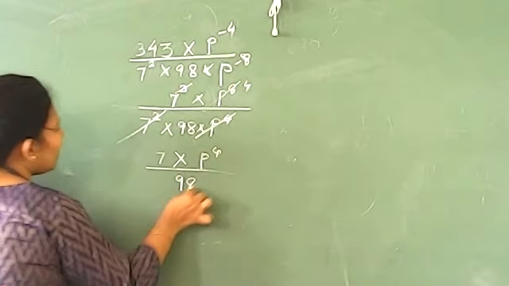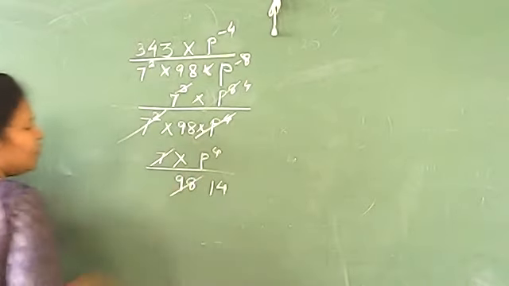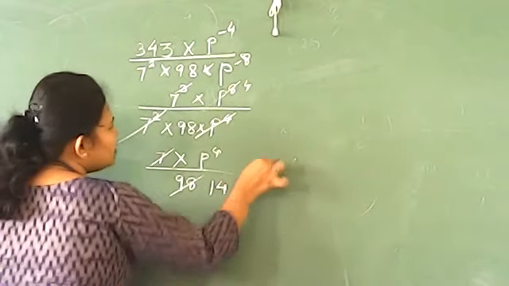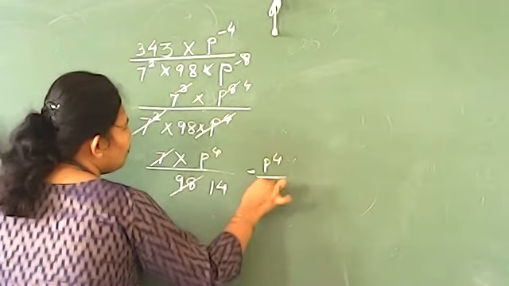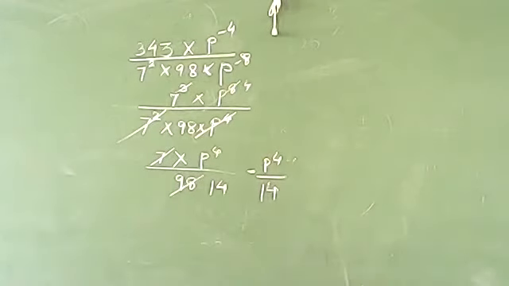Now here we have 98. This 7 and this will get cancelled, and we will have only 14 left. So the answer would be p to the power 4 upon 14. This is the answer for this particular question which we have done just now.